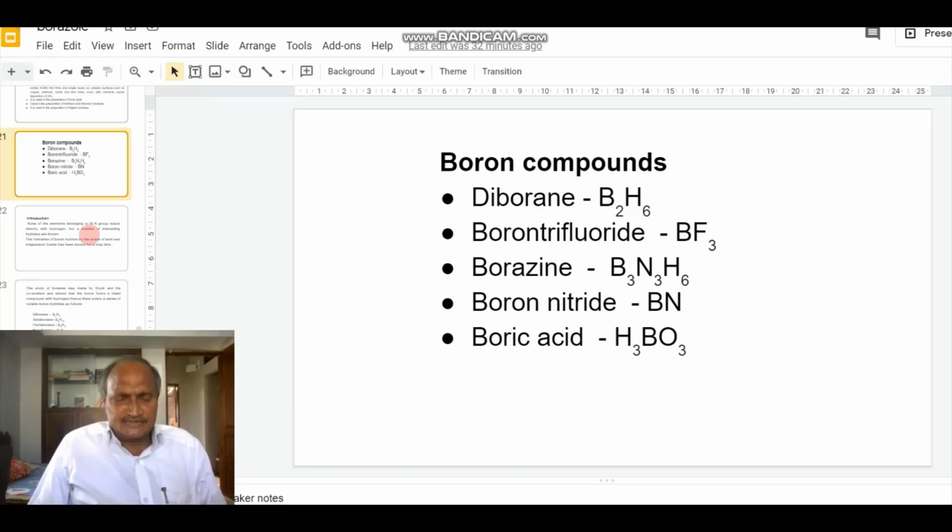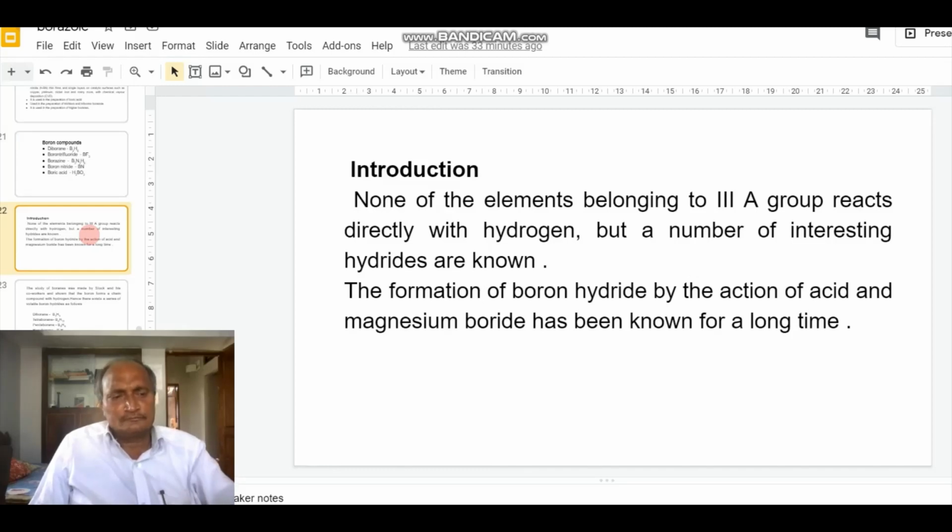Boron may also exhibit many compounds like boron trifluoride, BF3, borazine, that is B3N3H6, as we have already completed in the last class, boron nitride, that is BN, and boric acid, H3BO3. None of the elements belonging to third A group directly reacts with hydrogen, but a number of interesting hydrides are known.